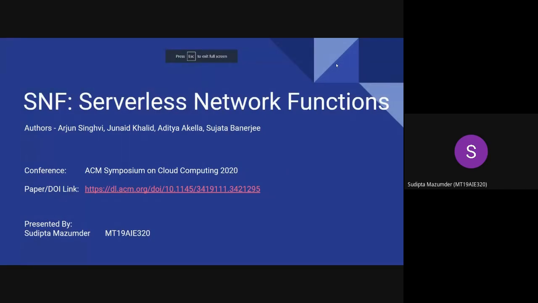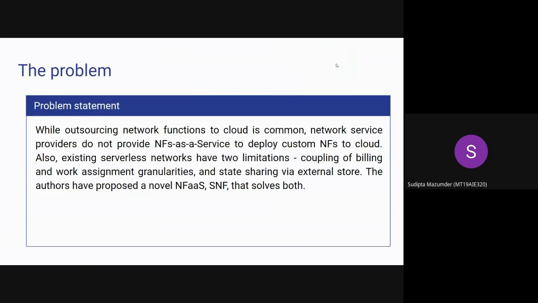Hi, my name is Sudipta Majumdar, and I'll be presenting a paper that was presented in the ASEAN conference on cloud computing in the year 2020. The paper is titled SNF: Serverless Network Functions, authored by Arjun Singhvi, Junaid Khalid, Aditya Kela, and Sujata Banerjee. As technology is progressing day by day, cloud is becoming more and more important for us.